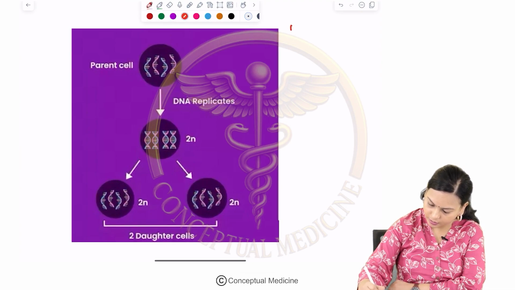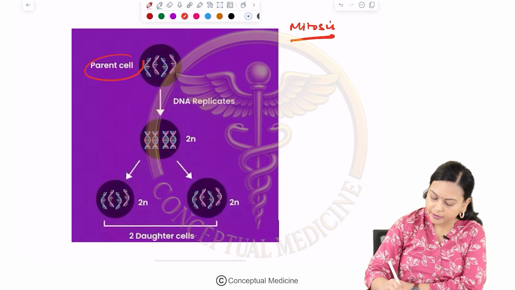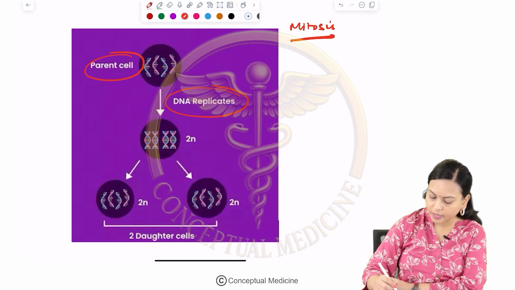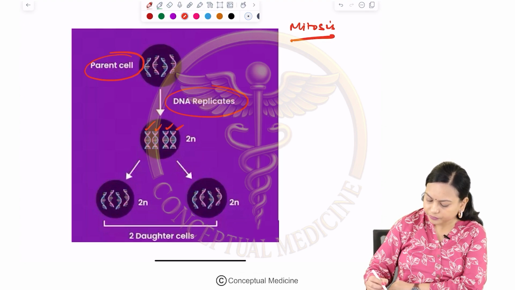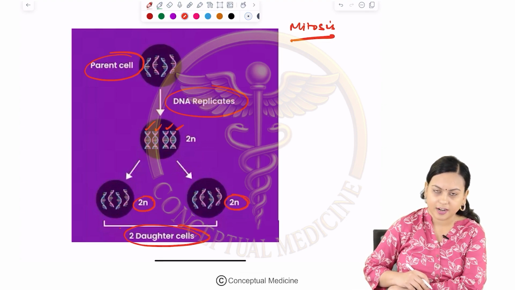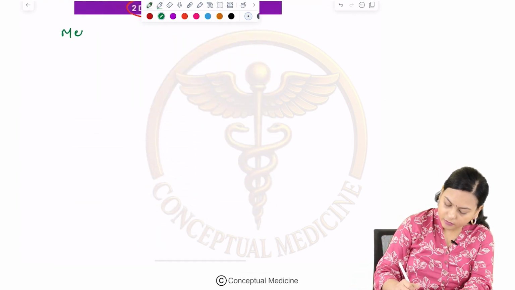Now, we will see this for better understanding. This is mitosis taking place in the somatic cells. There is a parent cell and then DNA replication takes place. You are able to see that the DNA has duplicated now, so that when two daughter cells are formed, they are given the same number of chromosomes. Understood? Yes.